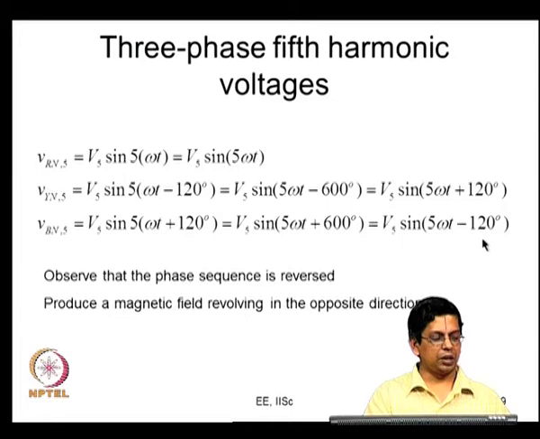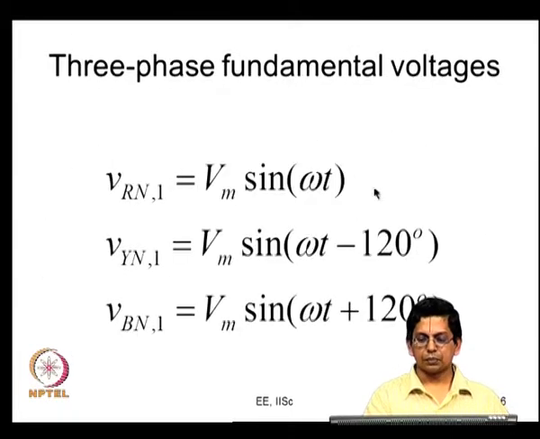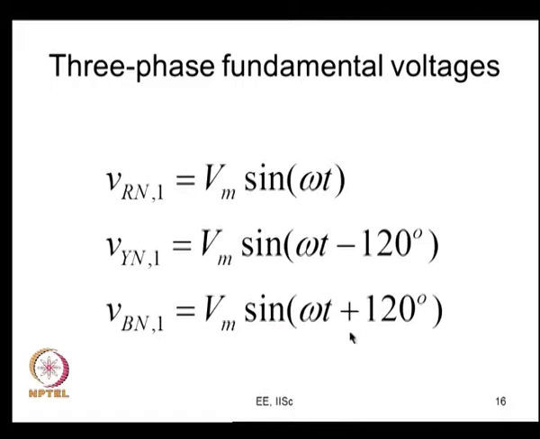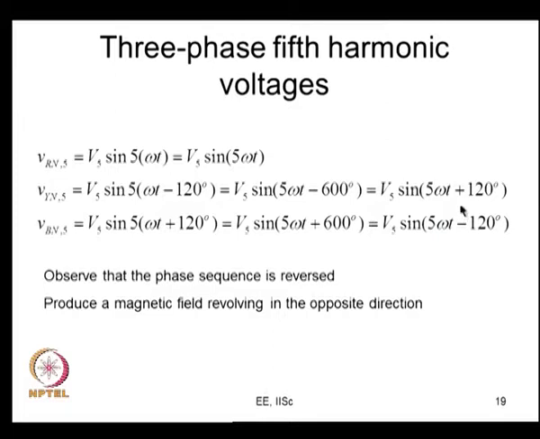So, what happens here, if you look at the earlier case, it is omega t, y phase is omega t minus 120, b phase is omega t plus 120. Now if you look here, y phase is 5 omega t plus 120, b phase is 5 omega t minus 120. So, you can see that the phase sequence has been changed.